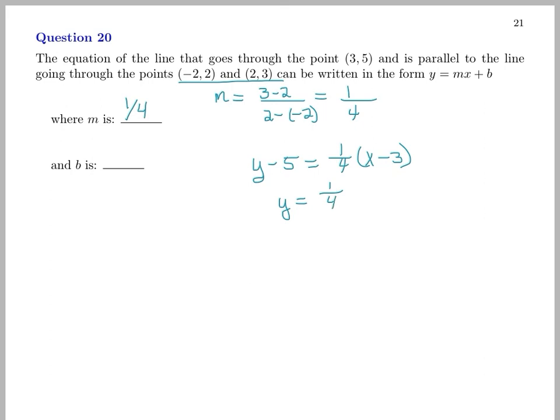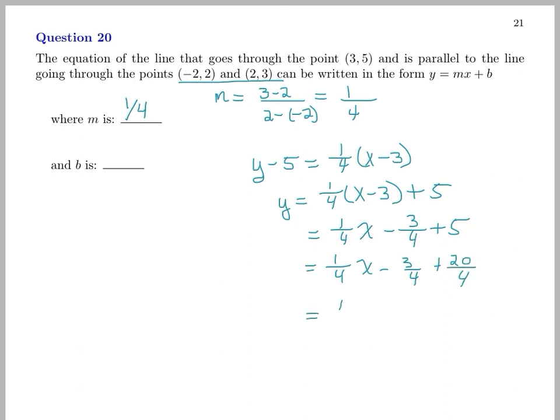And then if we solve for y, we get 1/4 x minus 3/4 plus 5. And 5 is 20/4. So this is 1/4 x plus 17/4. So b would be 17/4. And that's it.